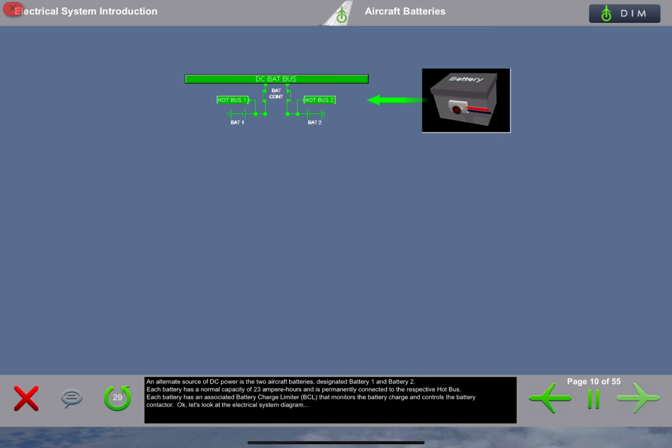An alternate source of DC power is the 2 aircraft batteries, designated Battery 1 and Battery 2. Each battery has a normal capacity of 23 ampere hours and is permanently connected to the respective hot bus. Each battery has an associated battery charge limiter, BCL, that monitors the battery charge and controls the battery contactor. Okay, let's look at the electrical system diagram.